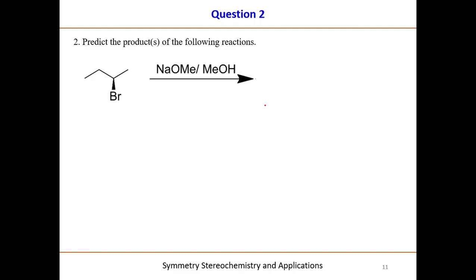So here again we have the two reactants. First we will discuss the reaction with sodium methoxide, then we will discuss the reaction with methanol. So the first reaction I am writing is with only sodium methoxide. What will happen?